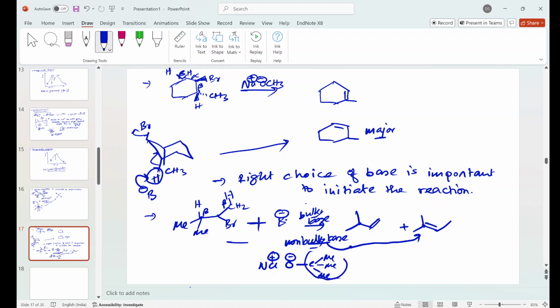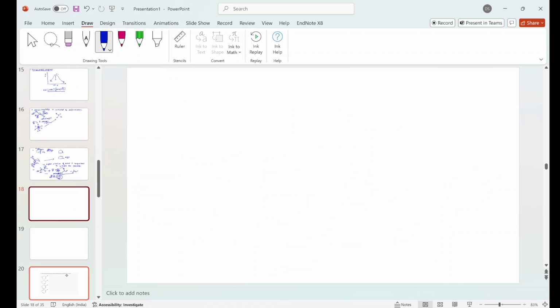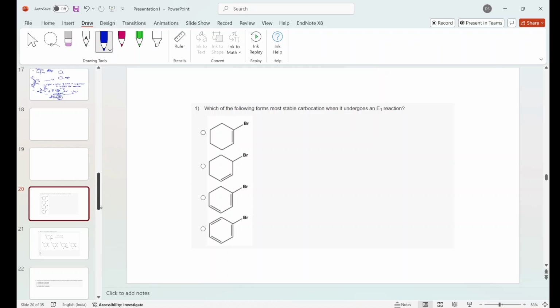Much bulky groups on the base. So it will extract only this proton and it will get you a major product as the less stable one, the less substituted one. So the right choice of base is very important to get specific regioselectivity. With that, we can complete this part and we can go towards some practice of questions.